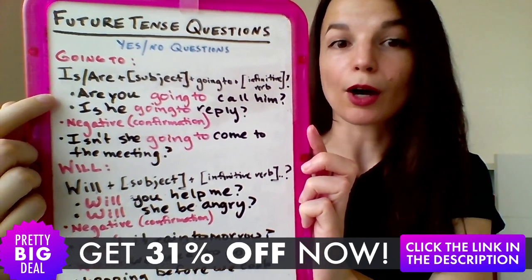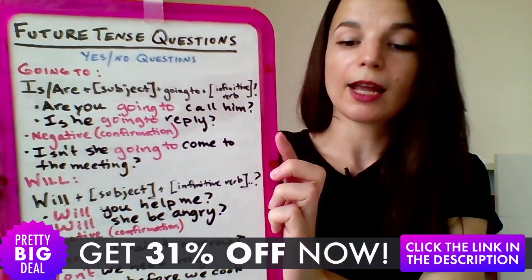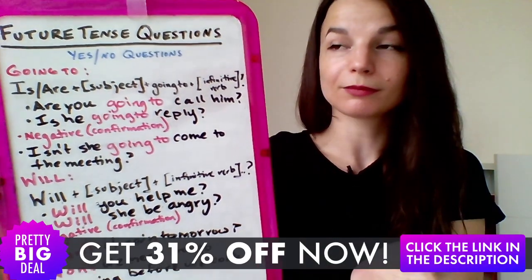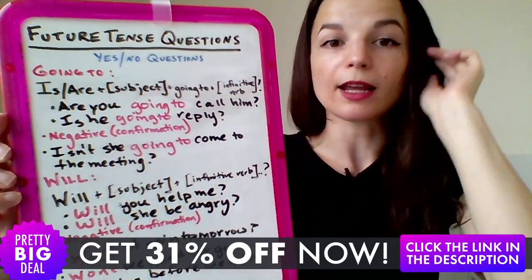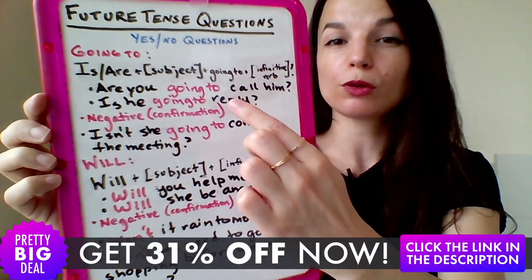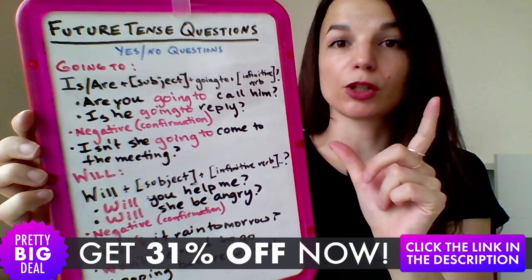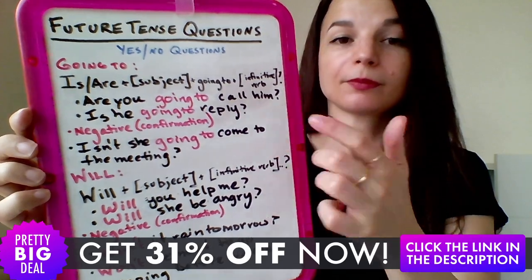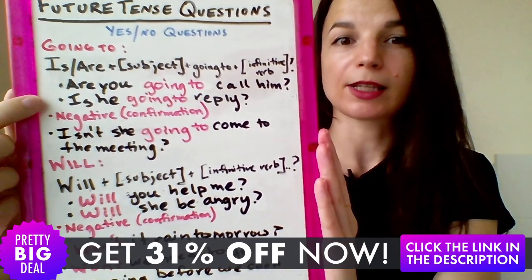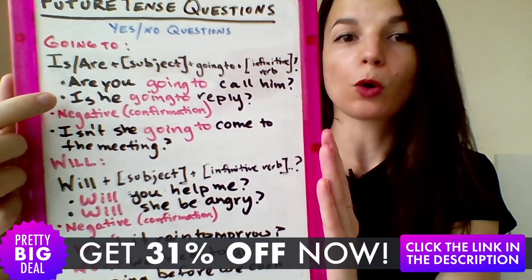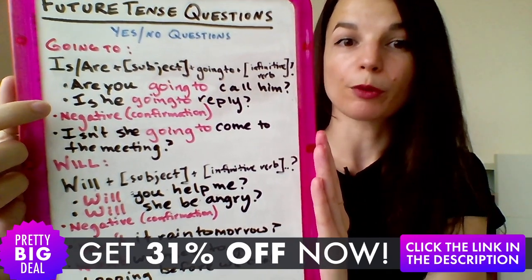First, are you going to call him? At native speed, this sounds like, are you going to call him? So another key pronunciation point for today is this going to. We reduce going to to gonna. And you might see native speakers use gonna in texts as well. Going to, though. We use going to in a sample sentence like this. Are you going to call him? Or is he going to reply?